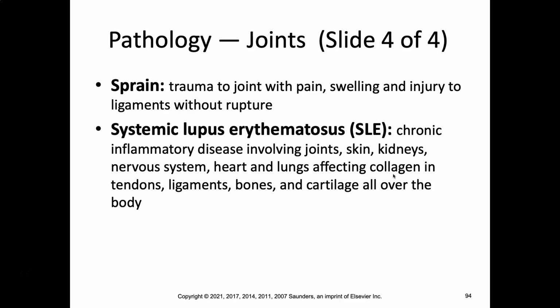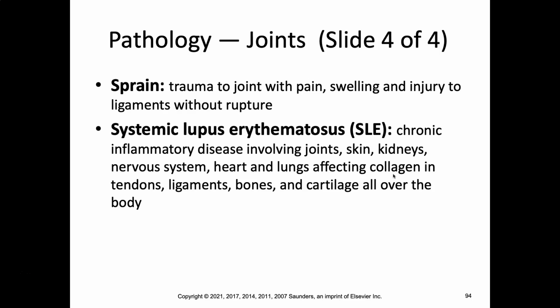All right, so other things can happen with a joint. There can be a sprain where you have trauma to the joint with pain, swelling, and injury to the ligaments. That's a ligament sprain, but thankfully they didn't rupture. Because if they rupture, that's going to be surgery right there. If they rip or tear or are ruptured, you're going to be facing surgery.